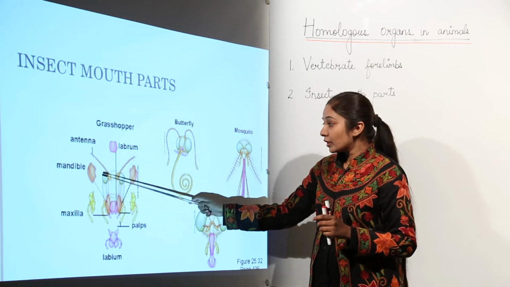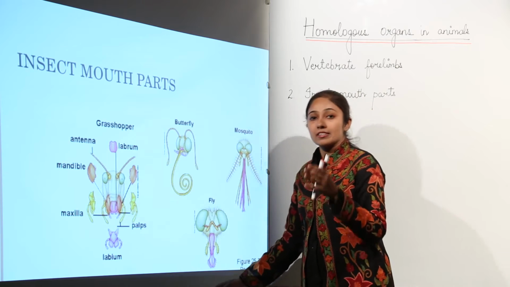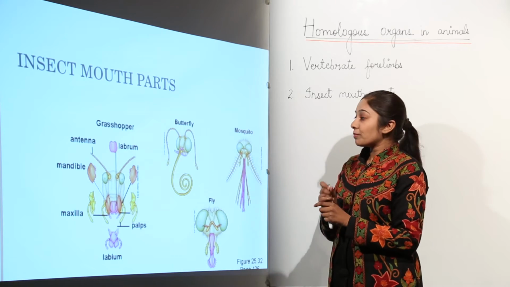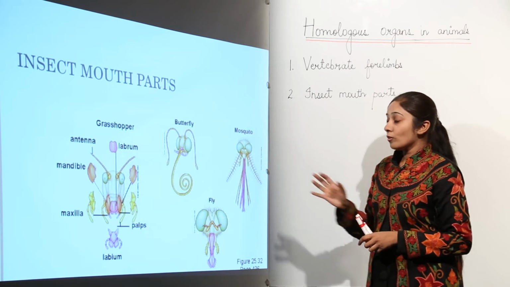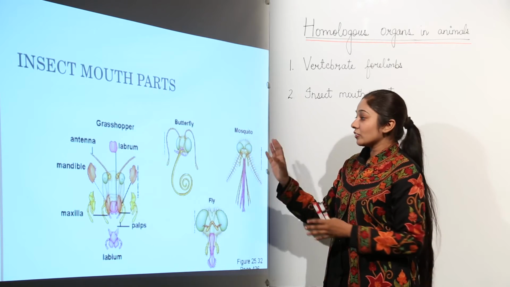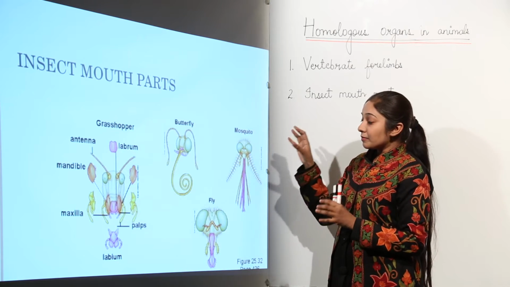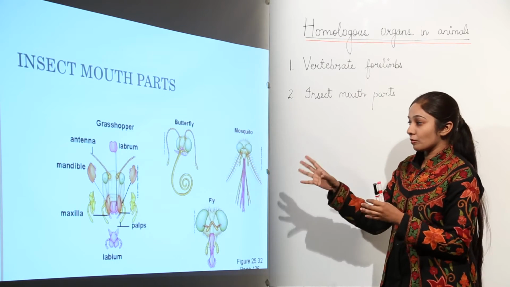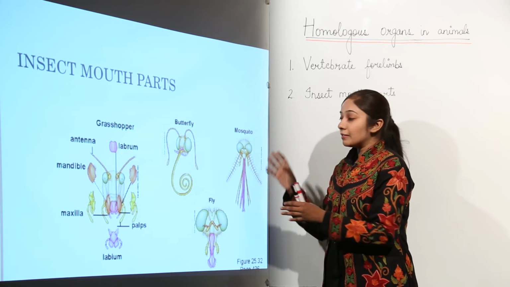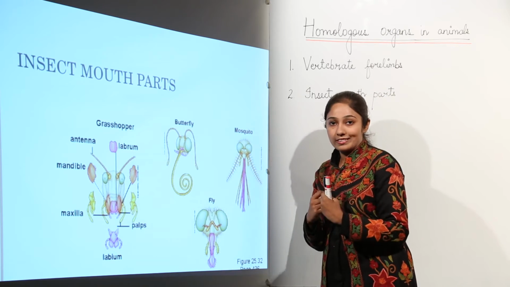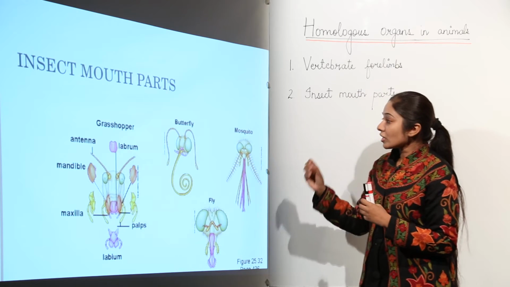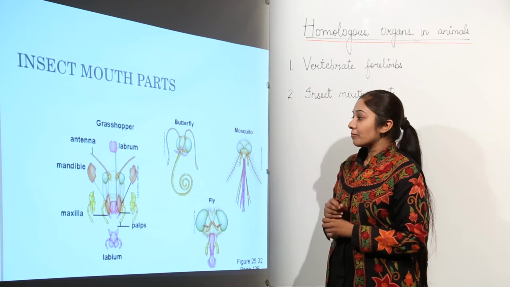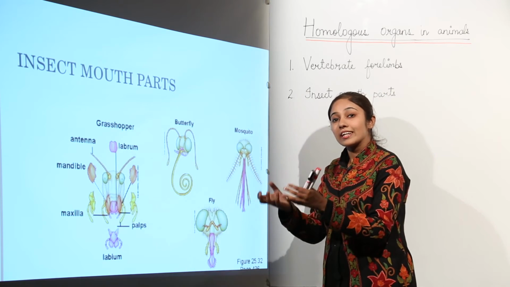One labrum, one pair of mandible and two pairs of maxilla are present in the mouth parts of all the insects. The basic structure of all these mouth parts is same in all these insects, but if you study the anatomy of all these organs, you will see that the basic structure is the same, but the functions are different. For example, if you talk about grasshopper, the mouth parts of grasshopper help the grasshopper to take solid food inside, right. But if you talk about butterfly, butterfly sucks nectar from flowers. So the mouth parts of butterfly are such that it helps them to suck nectar from the flowers.